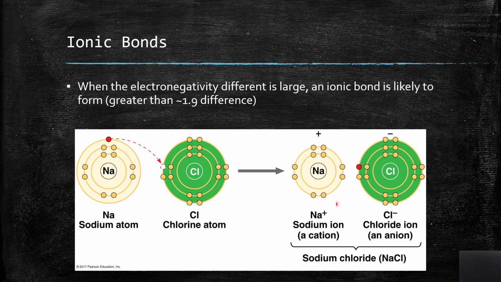Now what's funny though, now that this is positive and this is negative, now these two are actually attracted to each other due to their different charges, and they stick together forming table salt or sodium chloride. So they didn't covalently bond together. One stole an electron from another, which changed their charges, and now those opposite charges are attracted to one another, just like opposite sides of a magnet are attracted to one another.